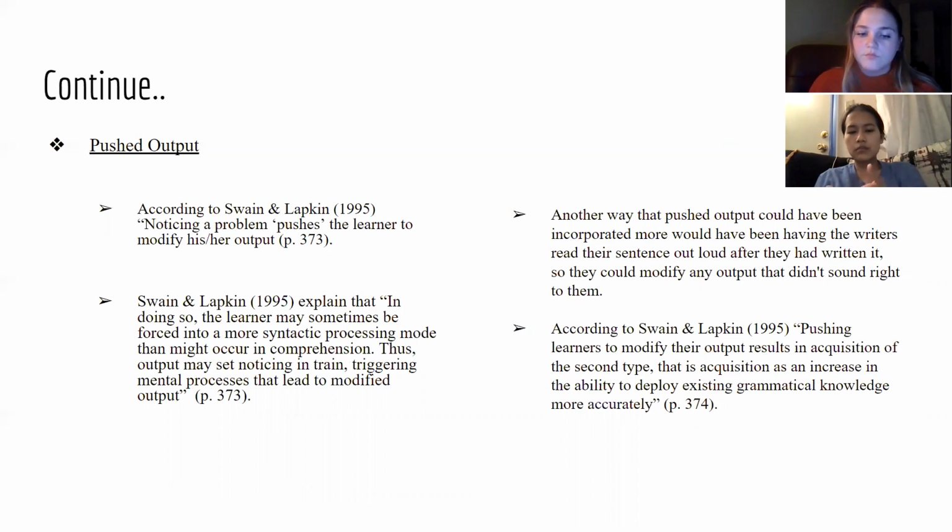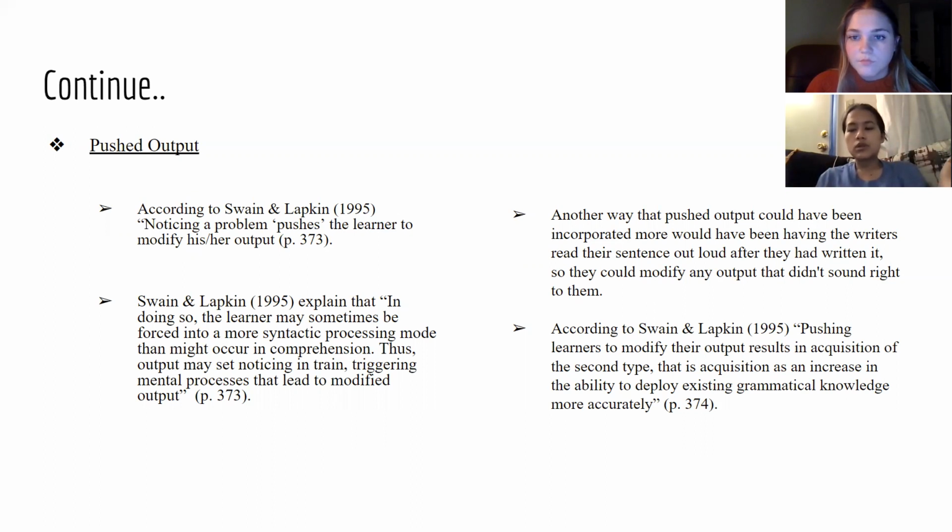So after students have completed their sentences and written them on the board, they went over them as a whole class. Another way that pushed output could have been incorporated more would be having writers read their sentence out loud after they had written it, so they could modify an output that doesn't sound right to them. And also, another way could be if the cameraman was more focused on a certain group, so that we can hear what the students were discussing, their conversation or their questions to their partner, and see what's going on between the two.